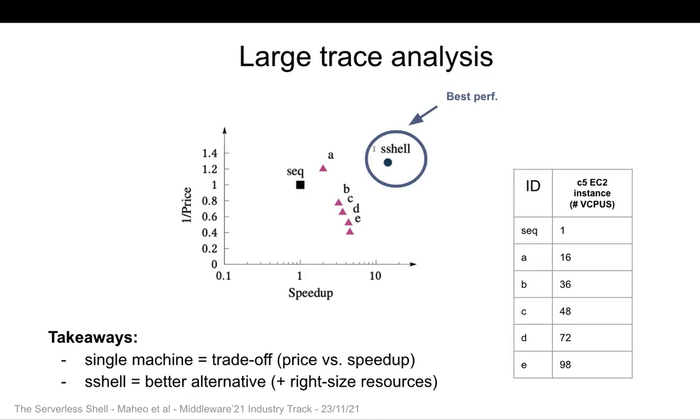So we perform the evaluation considering two factors: one, the price, and two, the speed up, with basically three versions of the micro benchmark. First is a sequential version. Secondly, an execution on a native machine, an AWS EC2 instance, with the number of compute cores spanning from 16 to 98. The third version is S shell. We can observe that S shell provides the best results, the best trade-off in terms of price and speed up.